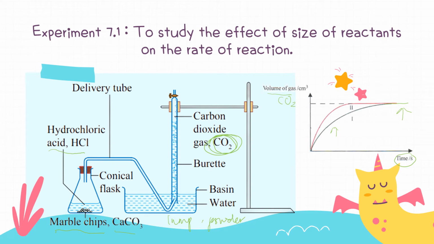Where in experiment 2, we use powder. This experiment 2 shows that the rate of reaction is higher than experiment 1 because the gradient of the tangent of the curve is steeper compared to experiment 1, which is lump. Okay, so we got that the smaller the size of reactant, the higher the rate of reaction.